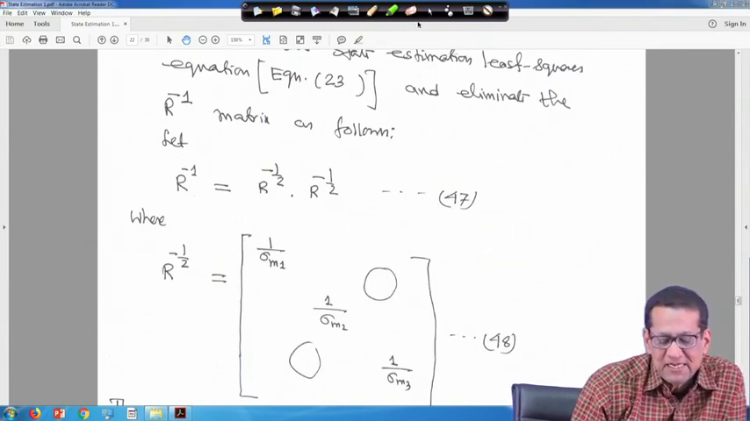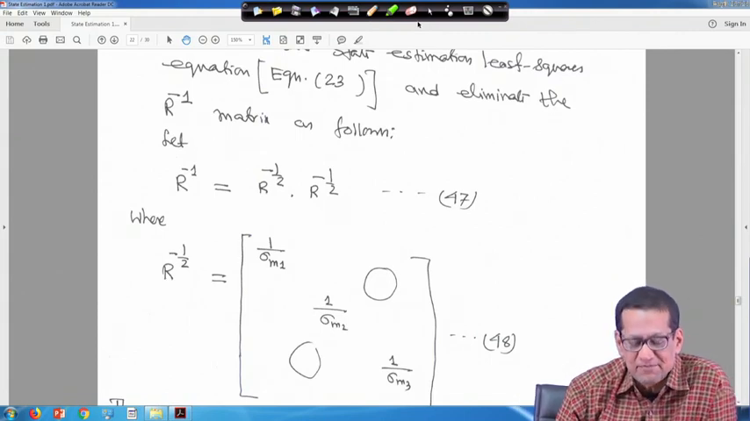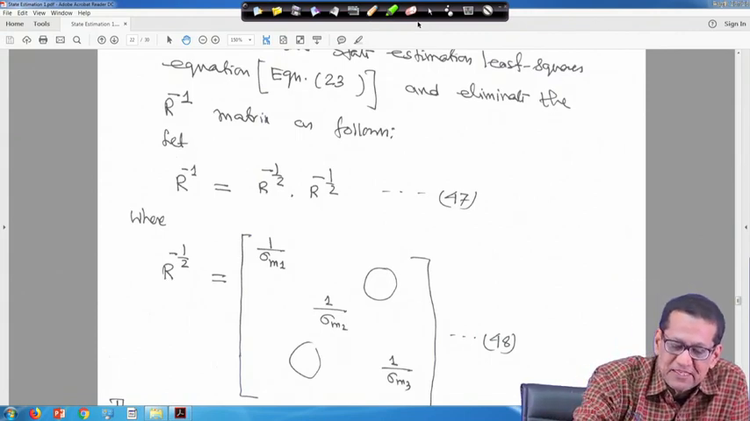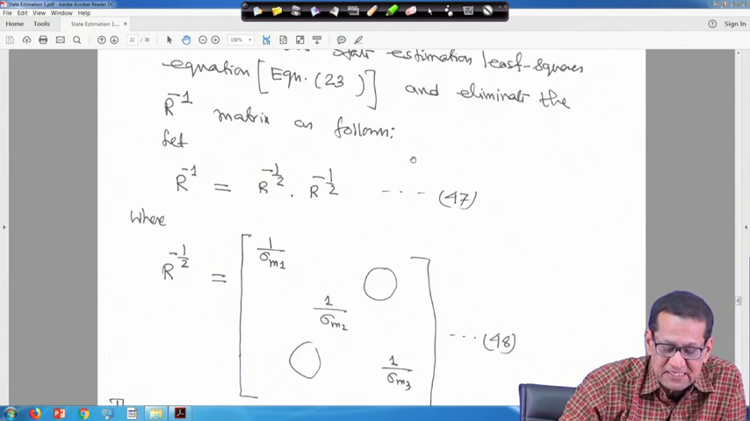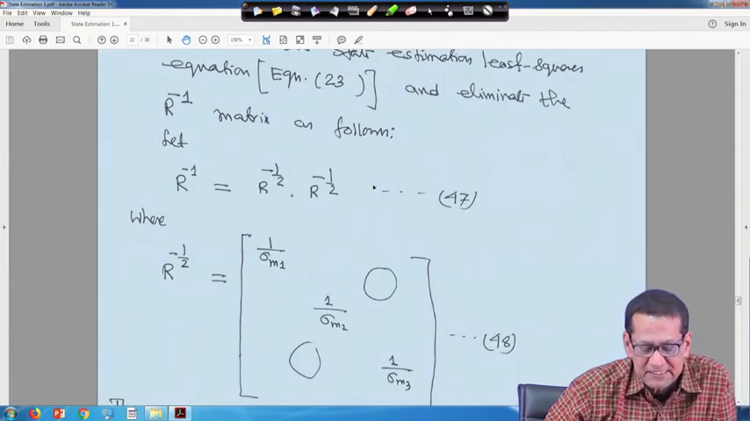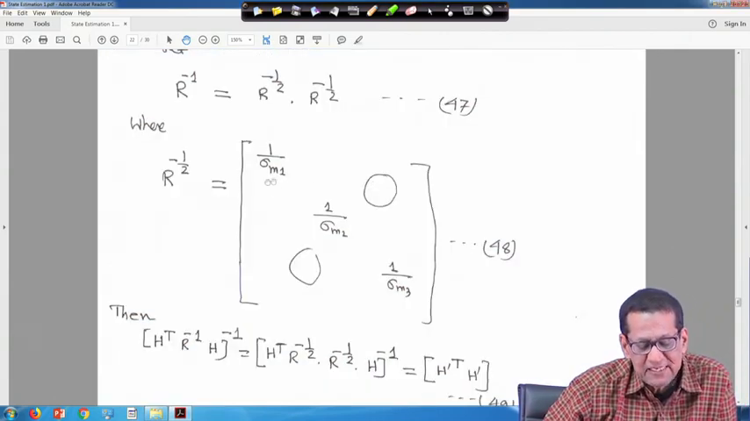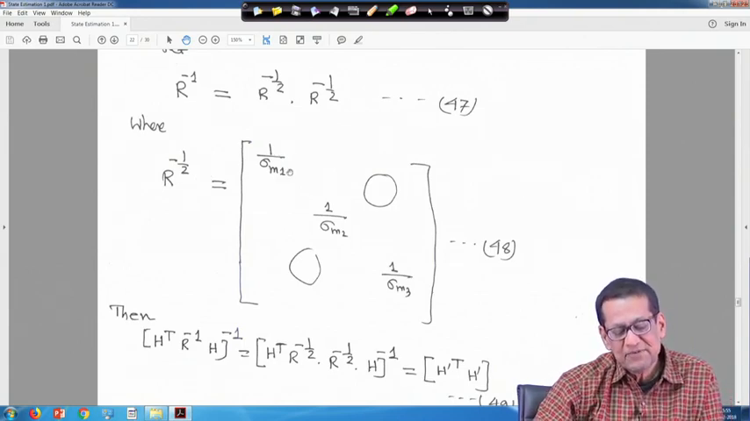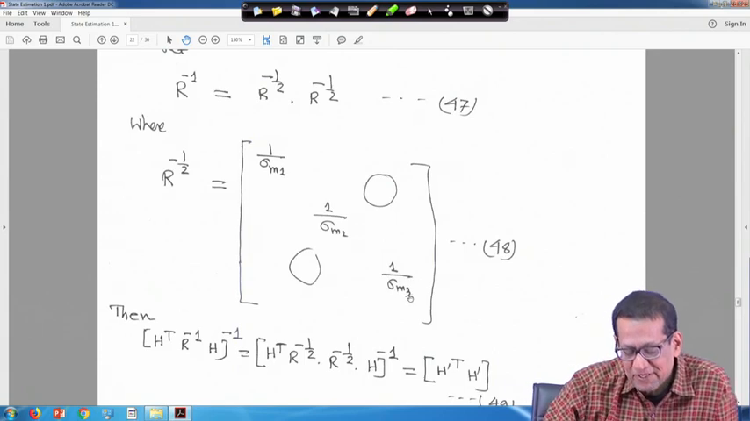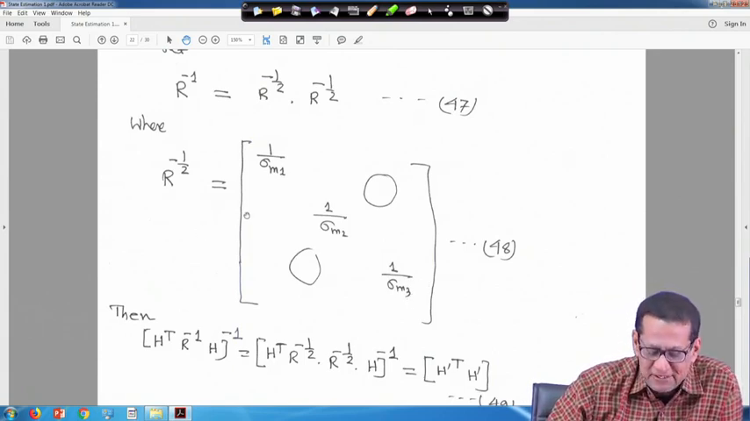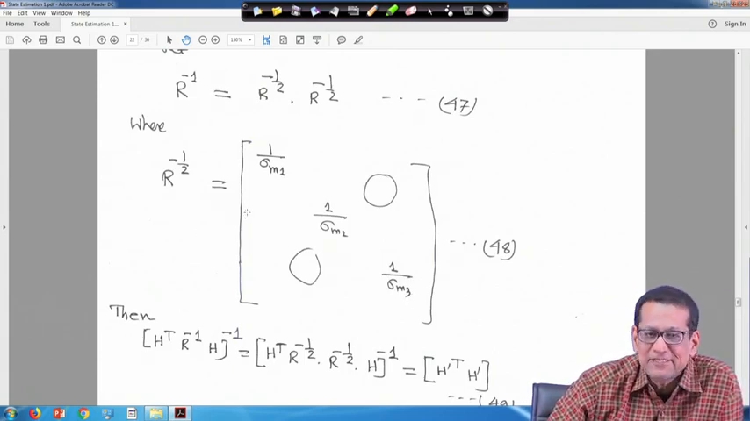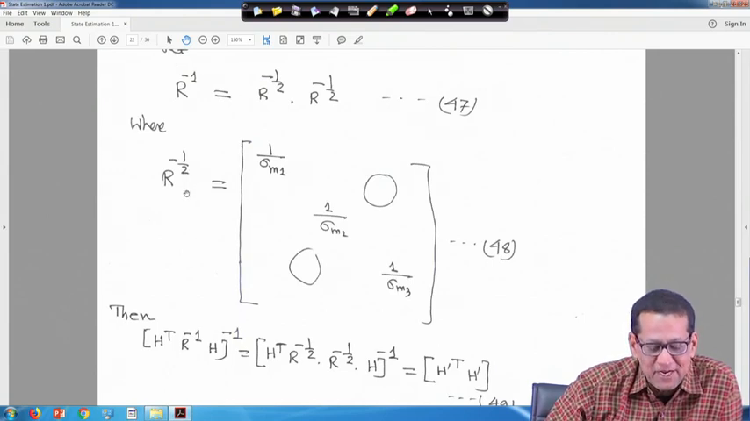So R inverse can be written as R to the power minus half into R to the power minus half. Earlier, R inverse was 1 upon sigma m 1 square, 1 upon sigma m 2 square, 1 upon sigma m 3 square, like this, since we have taken the 3 measurement case. Therefore, R to the power minus half will be 1 upon sigma m 1, 1 upon sigma m 2, 1 upon sigma m 3. This is equation 48.